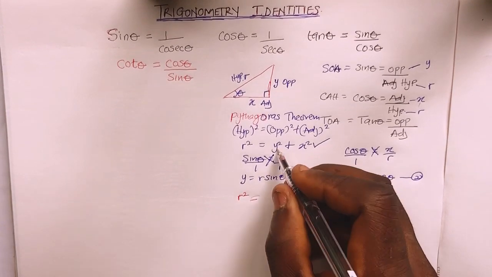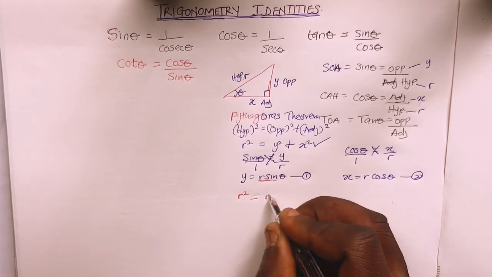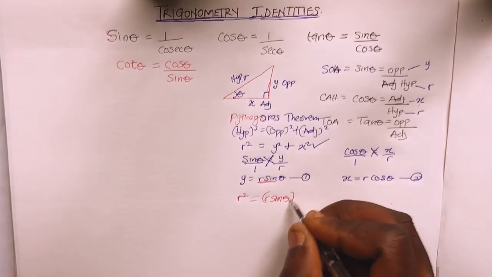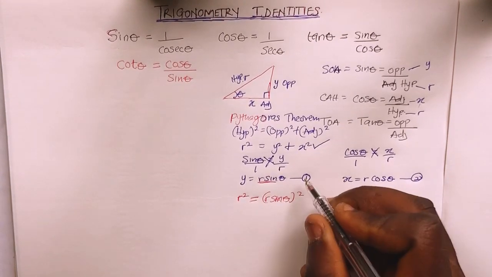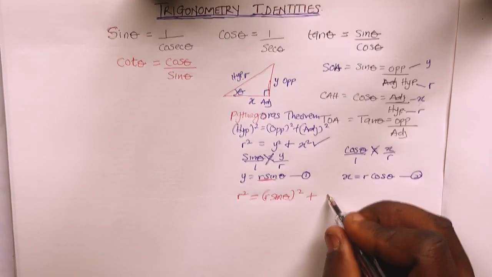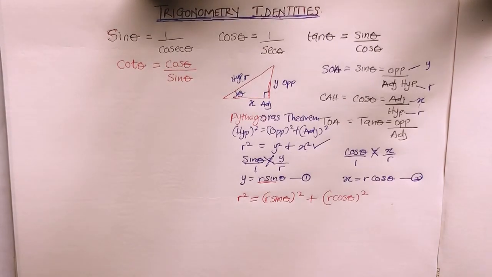Equals to what? My y square. This is this, which is also the same thing as this. That will be what? R sine theta, all squared, then plus my x square. My x square is also the same as r cos theta, all squared. Let's go ahead and open the bracket.